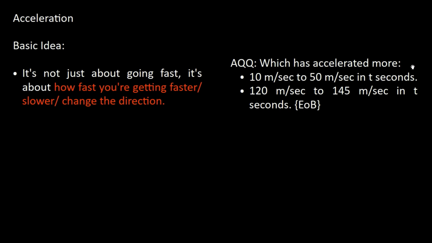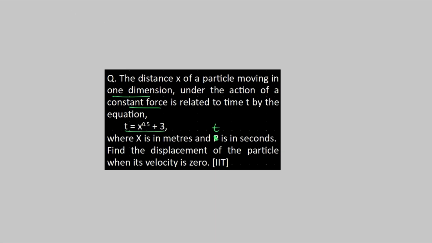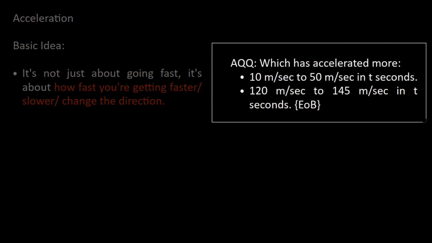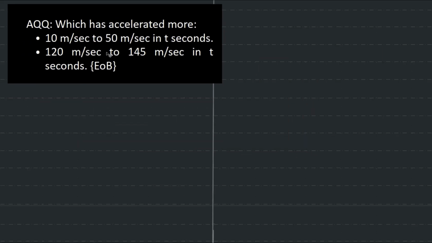I'll give an example. Consider that scenario. So what's happening over here? So we have an object. It is over here. And after a second or two, in t seconds, it's moving with that velocity. Right? So it was at 10 meter per second and went to 50 meter per second.